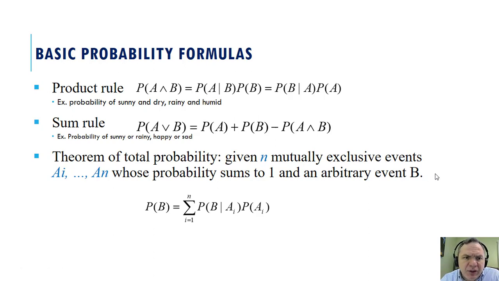We also have a third thing that we need to know, which is the theorem of total probability. So given that we have n mutually exclusive events, A1 to An, again, examples of mutually exclusive events. Suppose we have a weather forecast, so it's either sunny, cloudy, or rainy. So it cannot be at the same time sunny and rainy. So these are mutually exclusive.